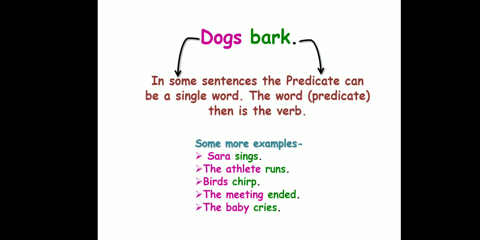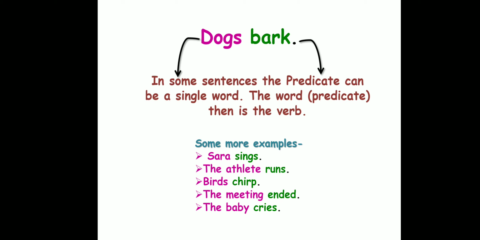Sarah sings. Sarah is the subject. Sings, one single word, makes up the predicate, and sings is a verb. The athlete runs. The athlete is a common noun, that is, it is the subject, and runs is the predicate. Only one single word. Birds chirp. Again, chirp is the sound that birds make, so chirp is also a predicate and is a verb. The meeting ended. The meeting is the subject. Ended is the predicate. Ended is also a verb. The baby cries. What is the baby doing? The baby cries. So cries is also a verb. Single word predicate has to be a verb.